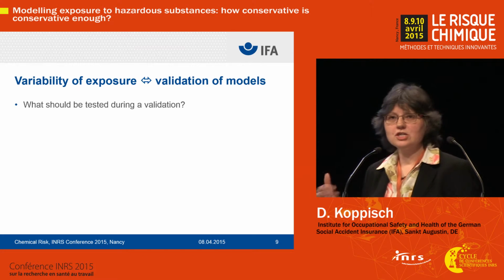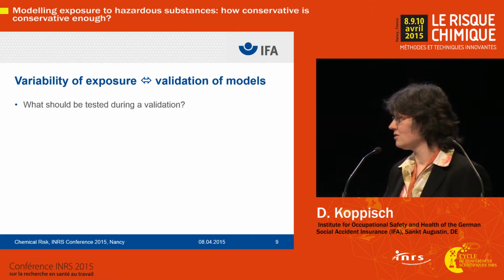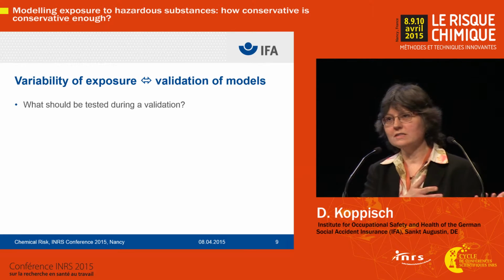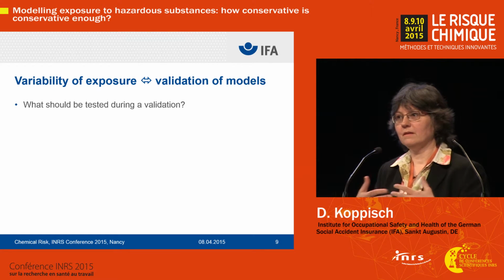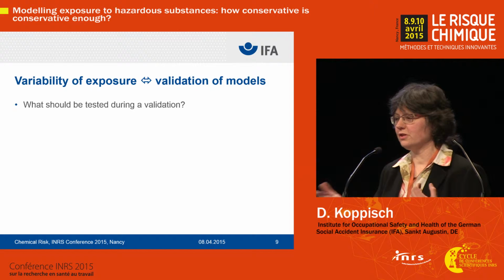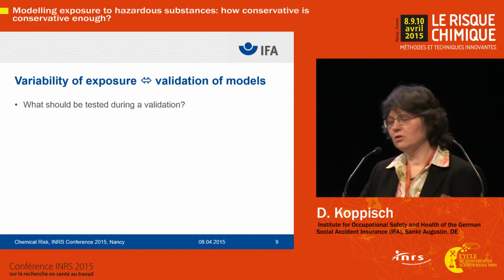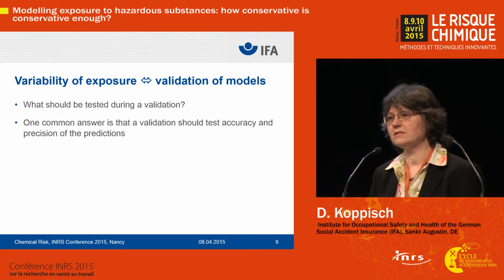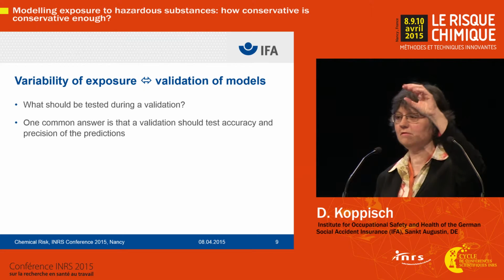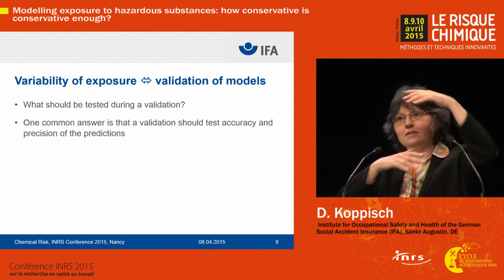Now, what about validation of models? We already heard this morning that it's not only important to develop new models, but it's also important to validate the models, to look, are they realistic? So the first question when you want to validate a model is, what should you test during a validation? One common answer is that you should look for accuracy and precision. Accuracy means you have the right level, and precision, you don't have a high variability.